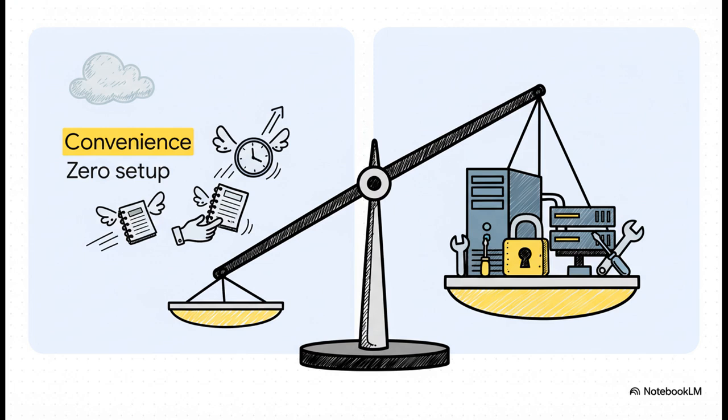Colab is convenience king. Zero setup, free GPUs, it just works. But you give up control. A local setup, you have total control over everything. Your hardware, your software, your data privacy. But you're the one who has to buy it, set it up, and fix it when it breaks.